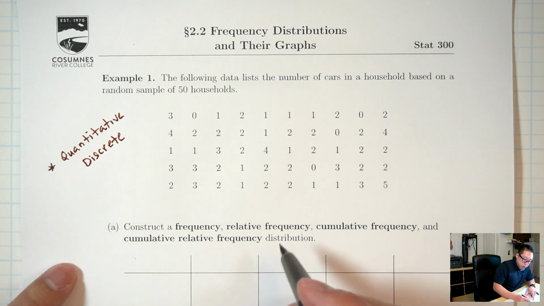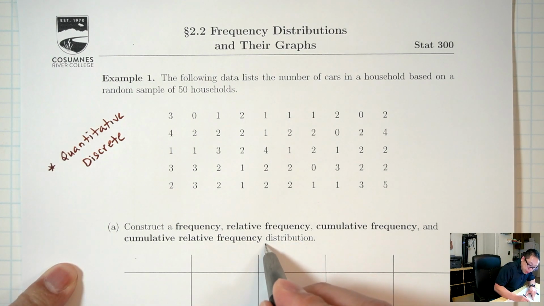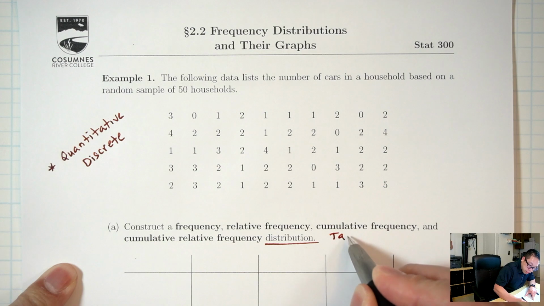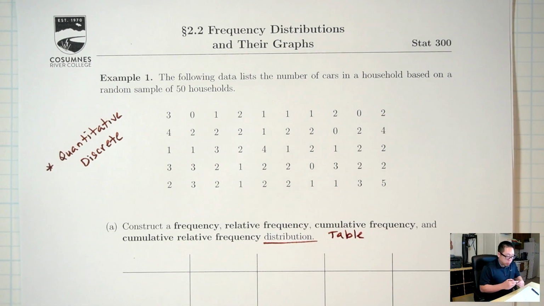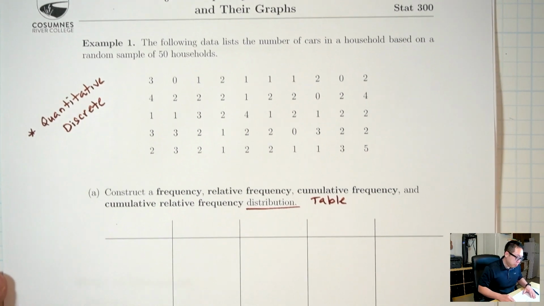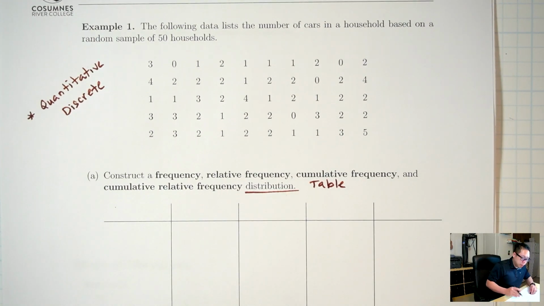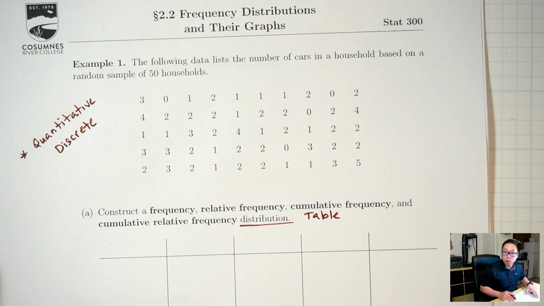The word distribution is just a fancy way of saying make a table. So for part A, what we're going to do is just make a table that organizes my data. So the data here represents number of cars.